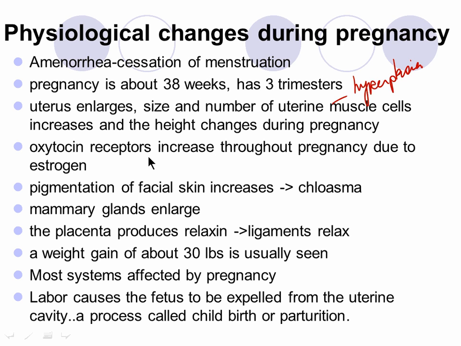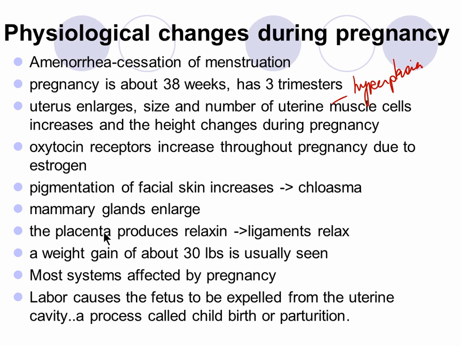Also, because the uterus has to become sensitive to oxytocin, the oxytocin receptors increase throughout pregnancy due to the presence of estrogen. Some women may have certain changes, such as the skin may get pigmented, especially seen around the cheekbones. This is known as chloasma. This pigmentation does not go away. The mammary glands increase. There's an increase in the glandular part of the mammary glands. The placenta also produces this hormone called relaxin, which makes the ligaments extremely lax. And so pregnant women also tend to have the typical walk.